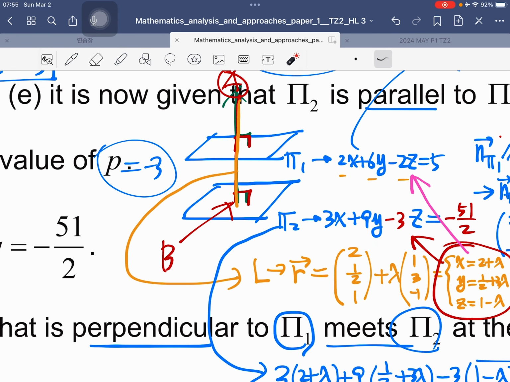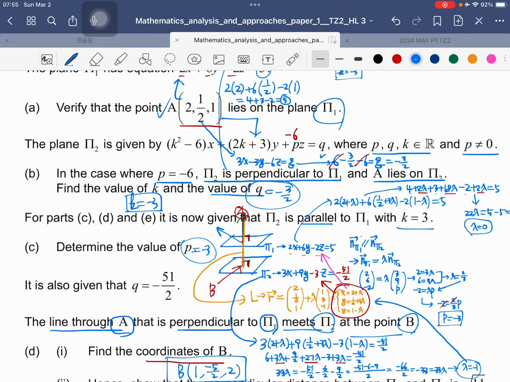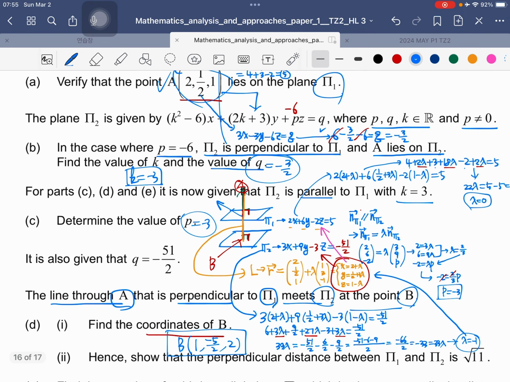So what it says is A is right over here, and the line is perpendicular to this plane. So we already know that A point over here has coordinates 2, 1/2, 1.